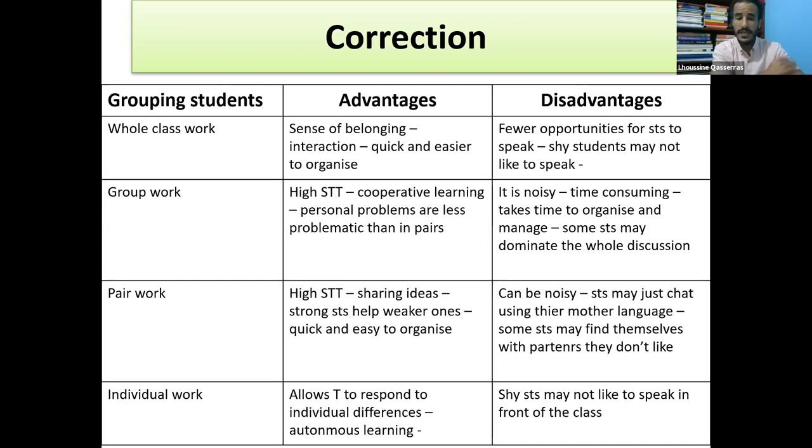For peer work, number one, STT is very high, like group work. The two students working in pairs are interacting, communicating, sharing ideas, something very important. They share ideas, they exchange information, and strong students help weaker ones.